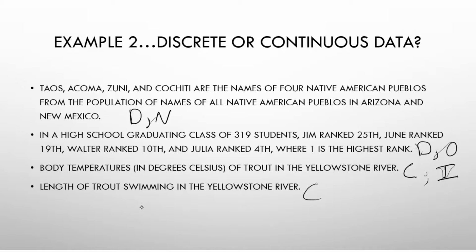Last one, length of trout swimming in the Yellowstone River. With this question, I would honestly take either answer, because technically length does have 0. If it doesn't have any length, it's 0. But typically, if you're talking about fish you're catching, it wouldn't really make sense to say 0, because that means the fish doesn't exist. So if I gave you this on a test question, I would take either answer, and I would be grading it off of your explanation. You could say, well, length can be 0, therefore it's ratio. Or you could tell me that, hey, I couldn't catch a fish of length 0, so therefore it's interval. Either way that you rationalize this one, I would take it.